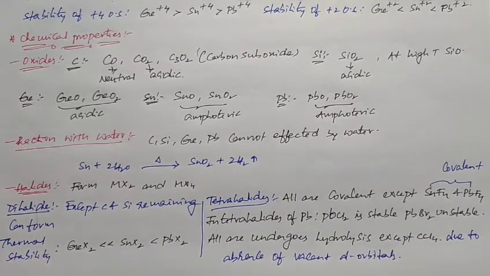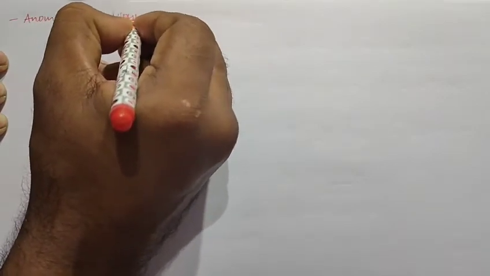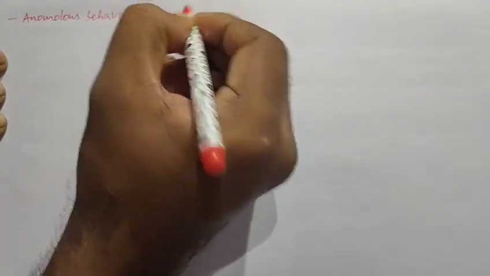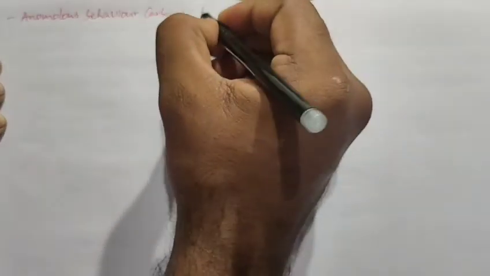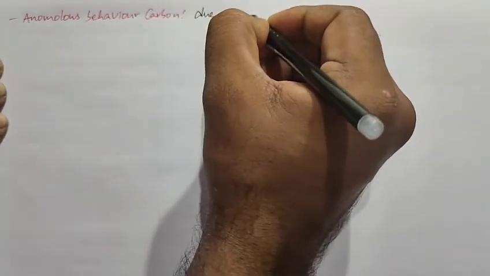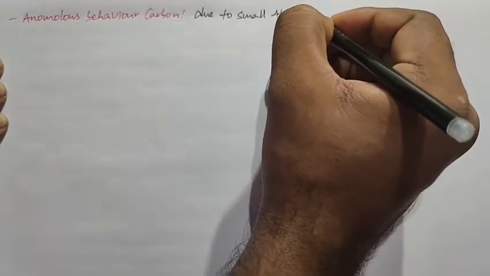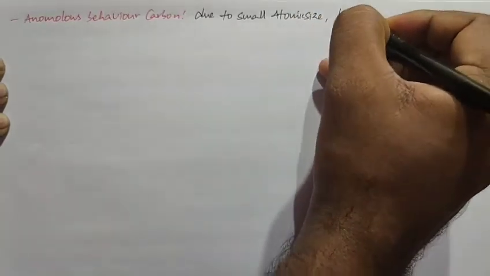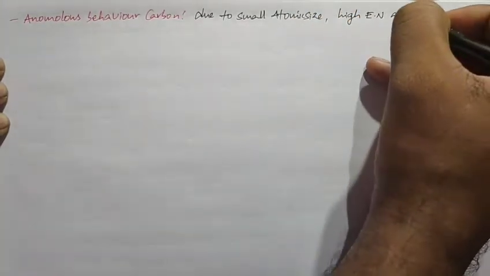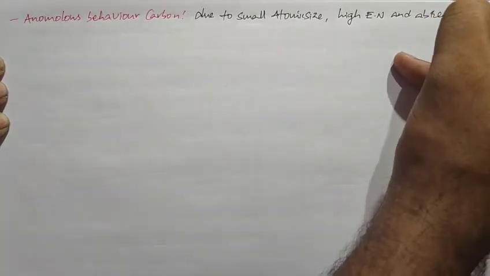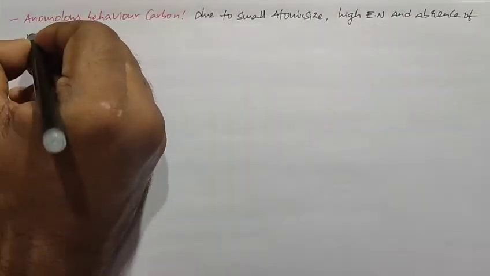Next is allotropy of carbon. Before going to the allotropes of carbon, I want to discuss the anomalous behavior of carbon. The reason for the anomalous behavior of carbon is its small atomic size, high electronegativity, and absence of vacant d orbitals.